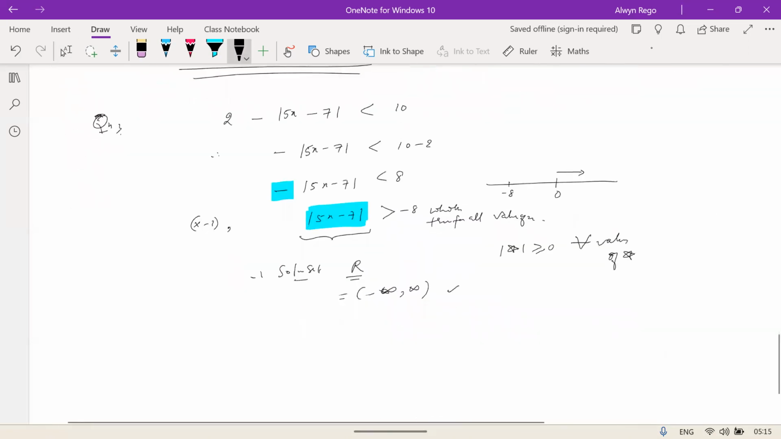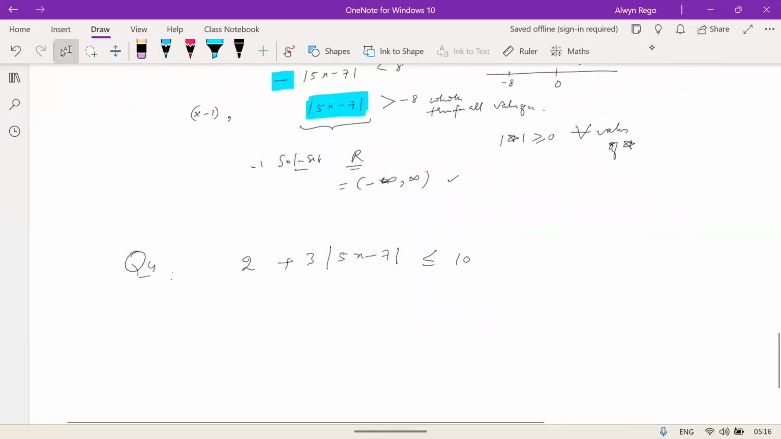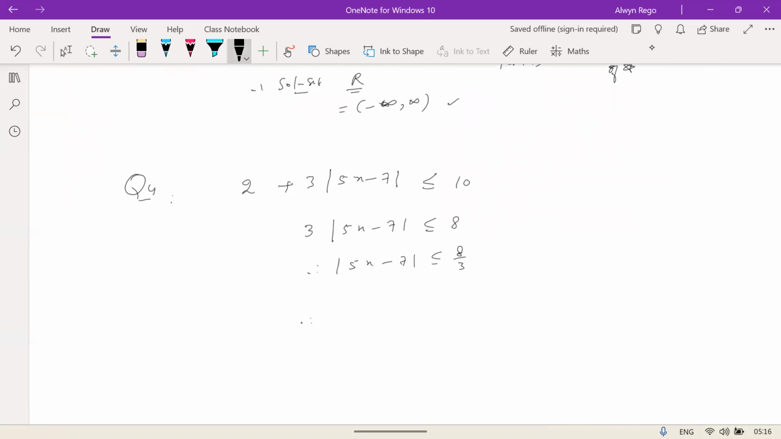Let's say I make a change here a little bit. Let's say the question number 4 is that you have, let's say, 2 plus 3 times absolute value of 5x minus 7 is, let's say, less than or equal to 10, something like this. So you find that, therefore, 3 times absolute value of 5x minus 7 is less than or equal to 8. Therefore, modulus of 5x minus 7 is less than or equal to 8 by 3.